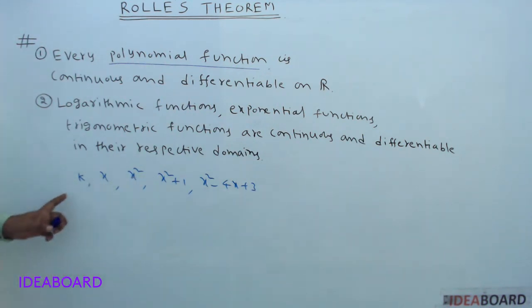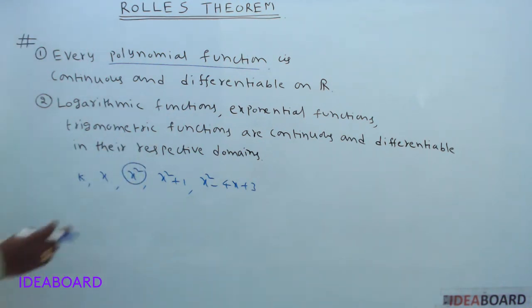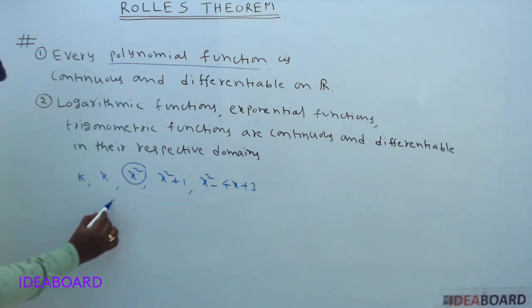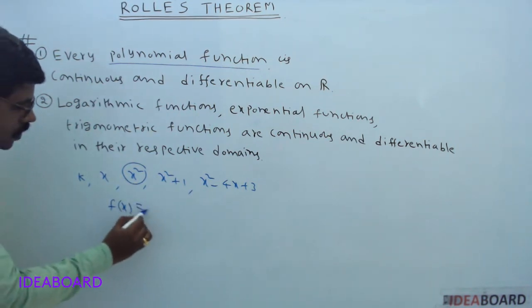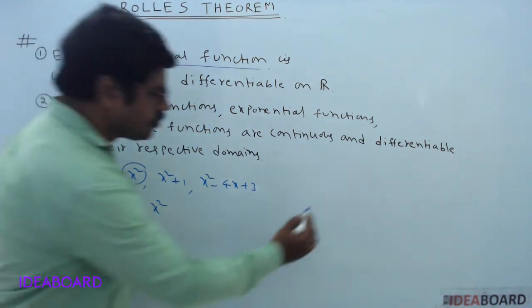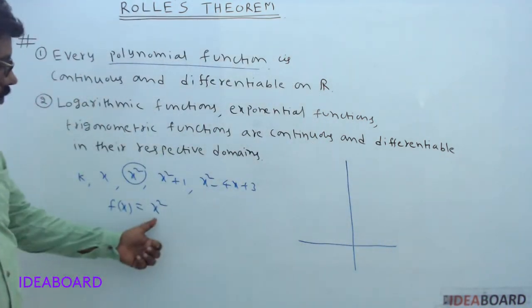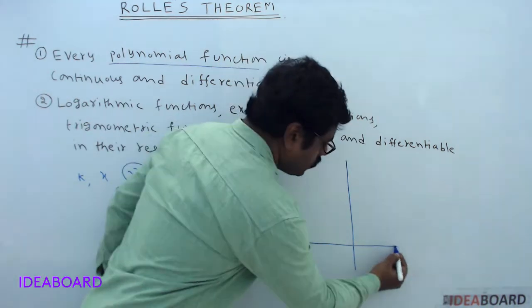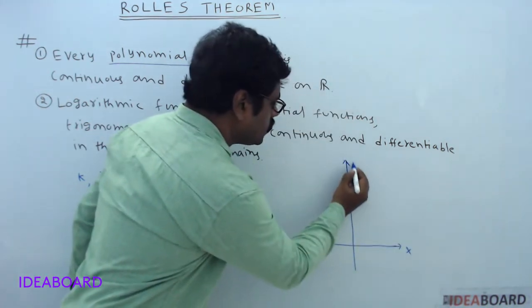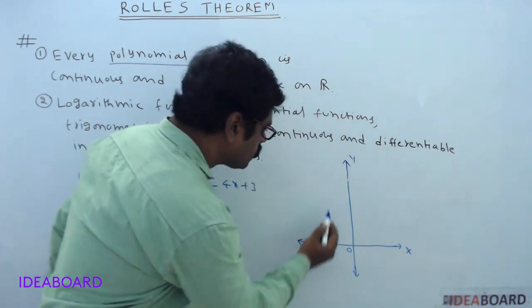Now among these polynomials, you can select one polynomial, suppose x square. Now denote this polynomial with f of x equals x square. Now draw the graph of the function x square. I hope everyone knows about the graph of the function x square. Now this is x axis, this is y axis, this is the point origin.